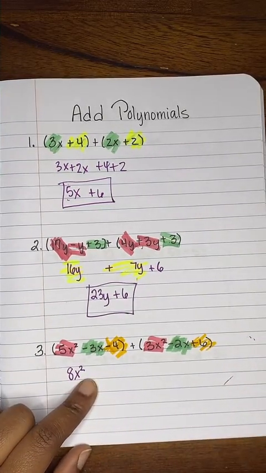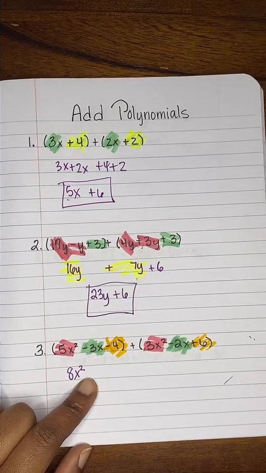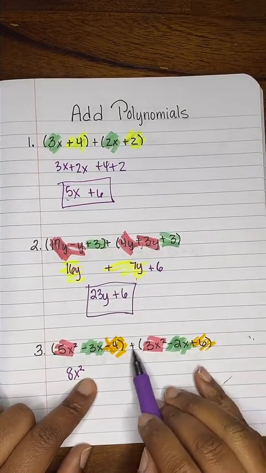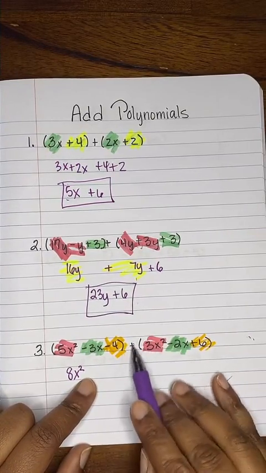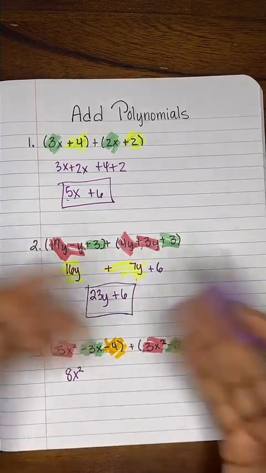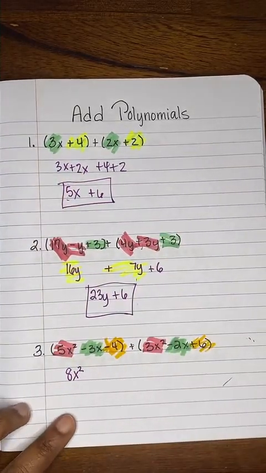Good. So I see some people asking, why are we not foiling? We're not foiling because this has a plus sign. If this plus sign was gone and these parentheses were close together, then we would foil, okay?